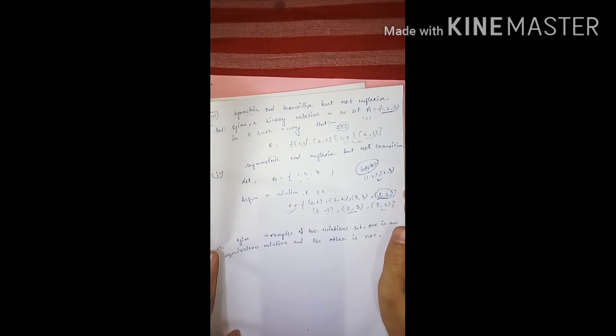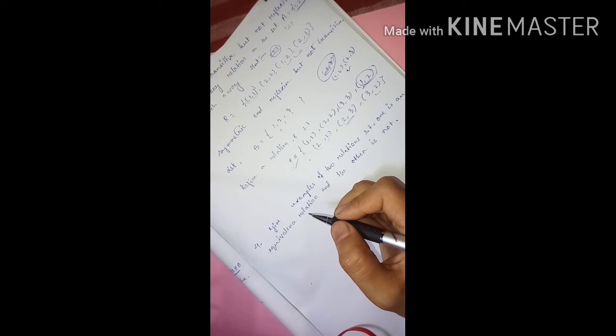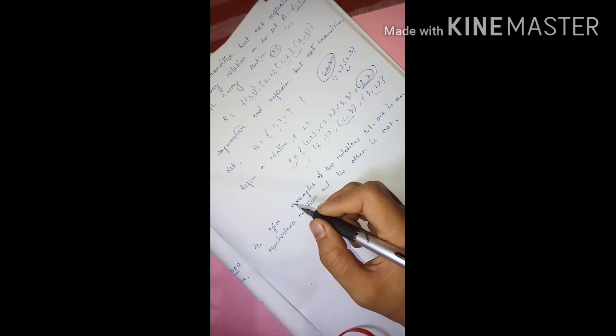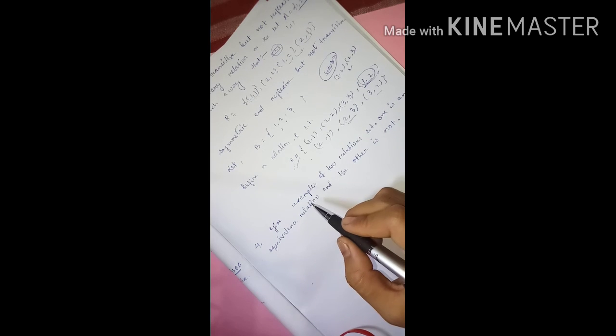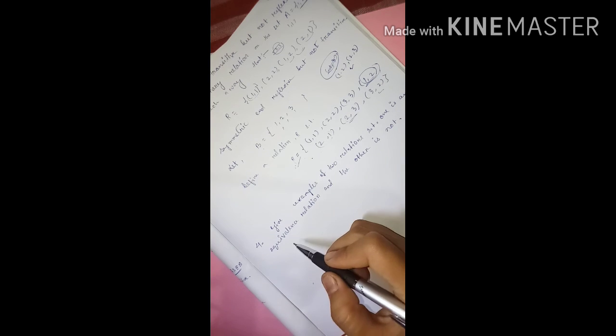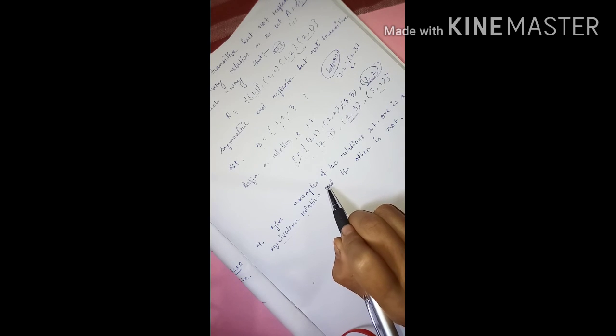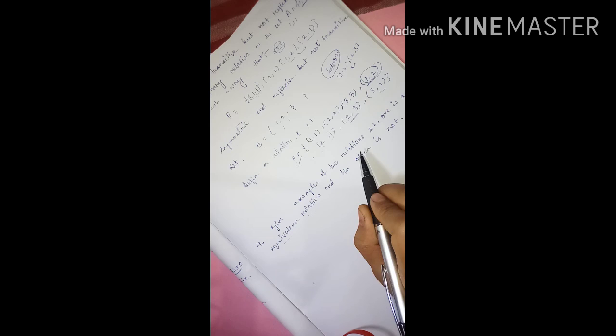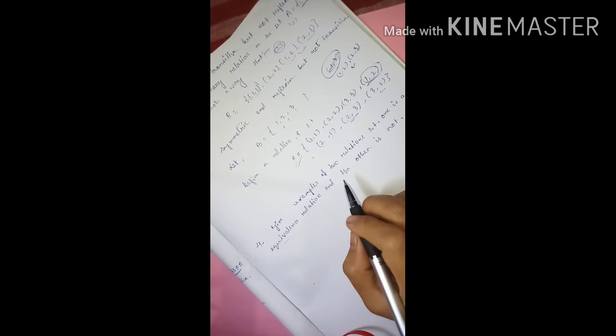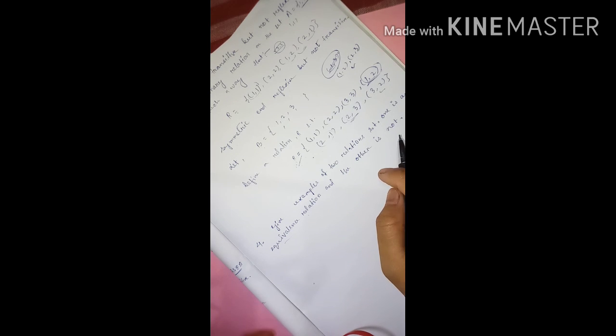Now the last question. It is the question: give examples of two relations such that one is an equivalence relation and the other is not. We have to find two examples of two relations in such a way that one is an equivalence relation but the other is not. So I am ending this session here.